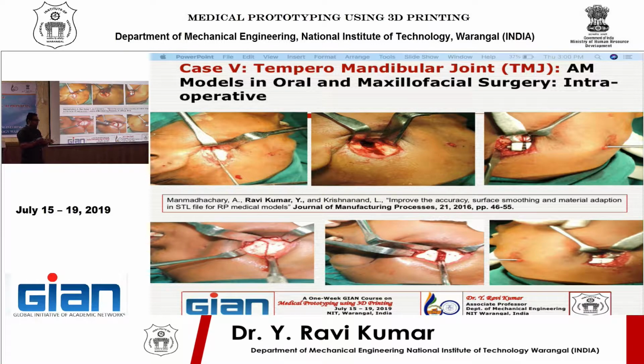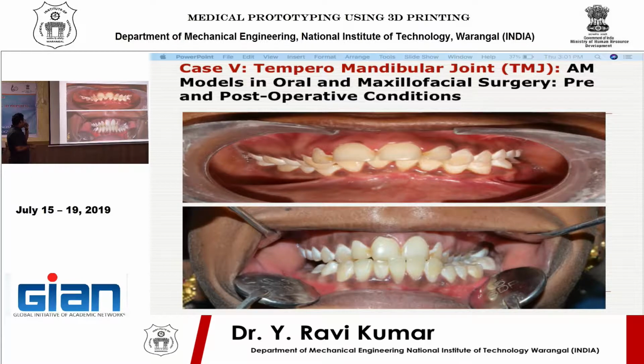So we started with all these stages: what the errors are and how to minimize them, so that we can improve the accuracy. We realized afterwards that it did not require the accuracy or tolerance you look for in the manufacturing area, right? Of course, the surgeons may not be looking for micron level accuracy. Anyway, this is the before the surgery and the after the surgery.